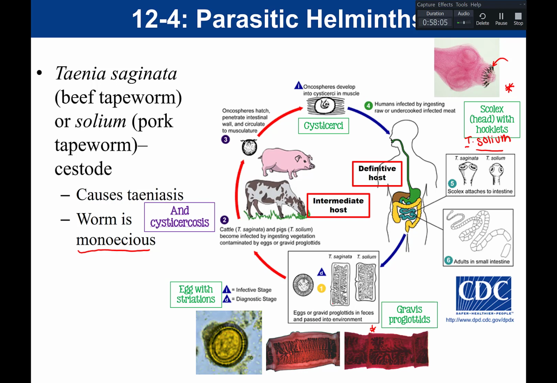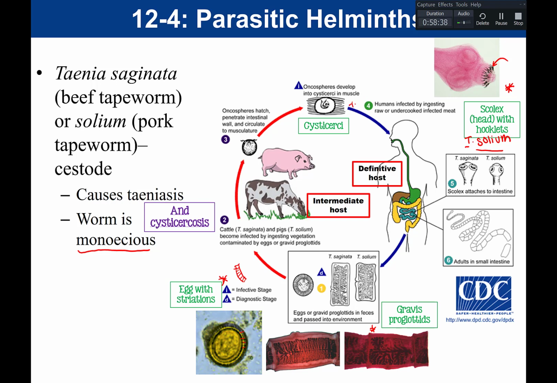And so if we were to count the number of lateral branches, that can give us an idea of which species we are looking at. We need to know the egg, and the egg has striations. What that basically means is if you're looking at the edge of the egg, it has these lines through the edge of the egg. Those are the striations. So that's how you can identify this egg.